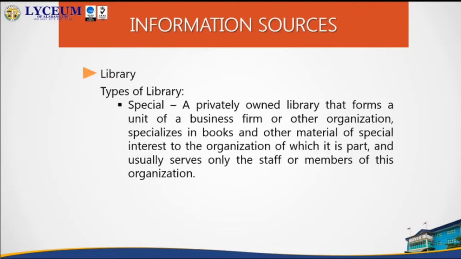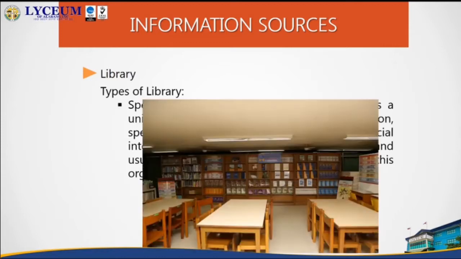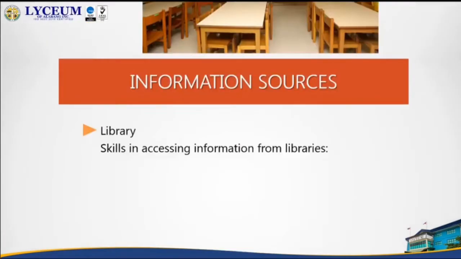another type of library is a special library, a privately owned library that forms a unit of a business firm or other organization, specializes in books and other material of special interest to the organization which is part of it, and usually serves only the staff or members of this organization. So what are the different examples of special library? One example is the library you see in hospitals. So when doctors go to surgery, for example, or doctors have to reread something, all they have to do is go to their library to review.